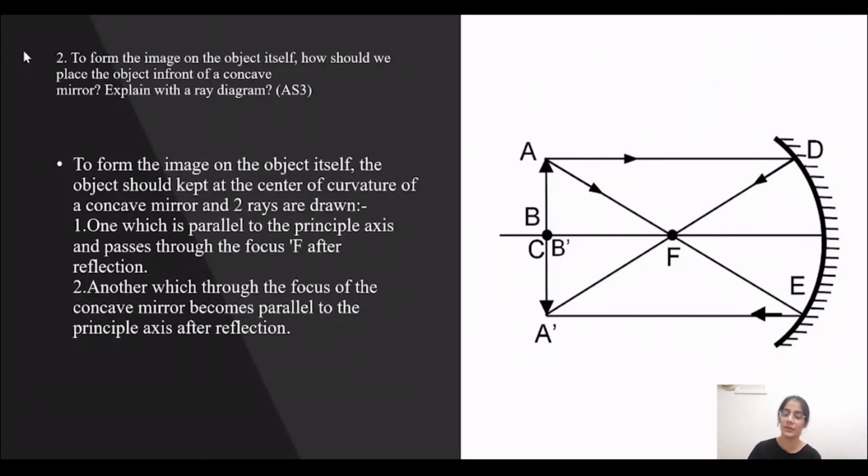Hence, to form the image on the object itself, the object should be kept at the center of curvature. You can draw two rays, one of them parallel to the principal axis, which passes through focus after reflection, and another which passes through focus and becomes parallel after reflection. This is all for this question. Let us go to the next one.